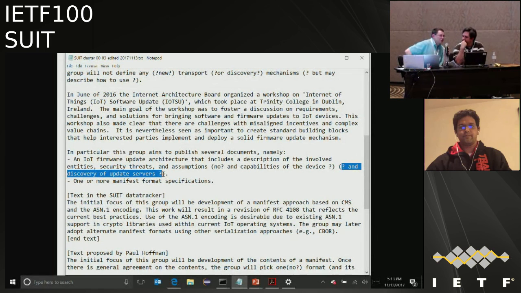I think you're right. I think I actually didn't ask that as a question. I should, so thank you. So I think the question is, if you feel that the charter, as opposed to the documents, should mention that we will do work on discovery of update servers. I think that was how the original comment was phrased.